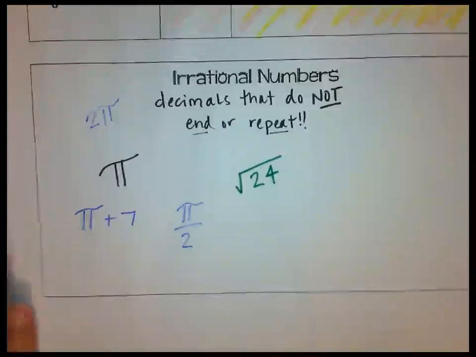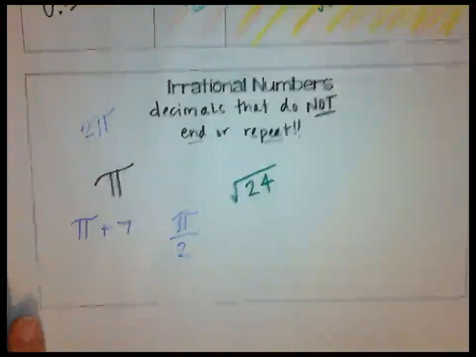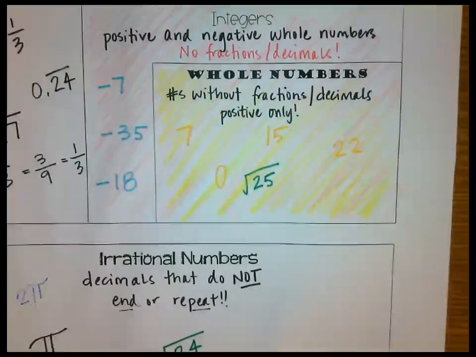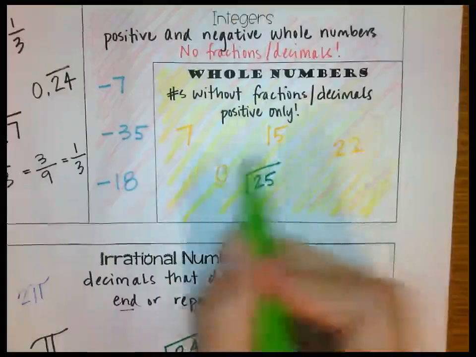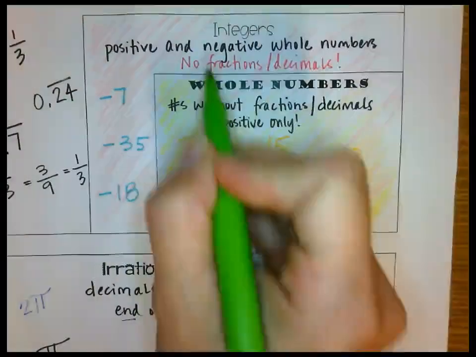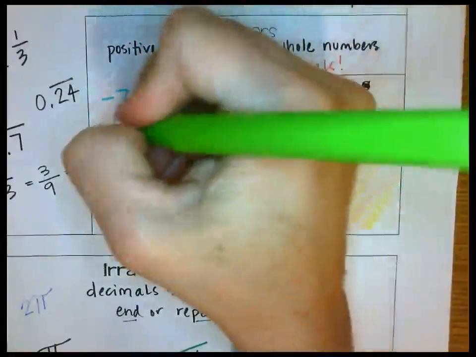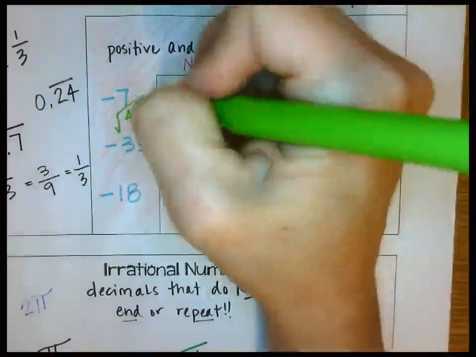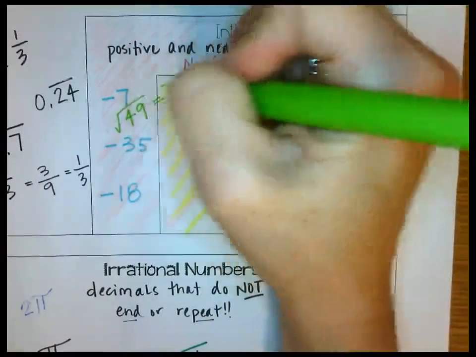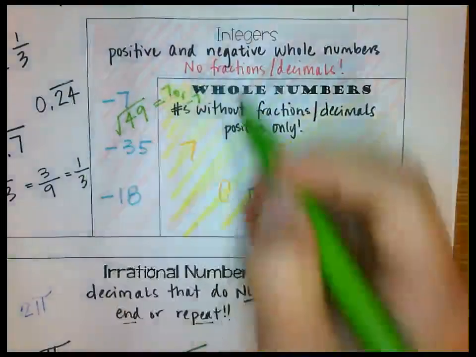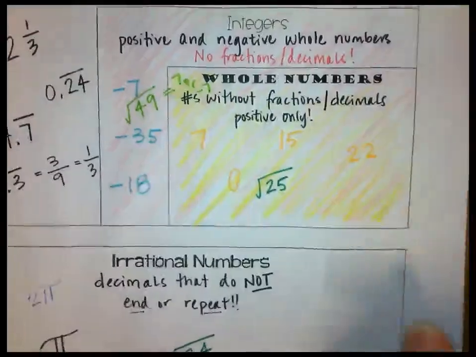What we're adding on to it are our square root numbers. So if they are the perfect ones, then they are going to end up being in this box right here with our whole numbers and integers. So for example, the square root of 49, we know that that can be 7 or -7. So that's going to be in here with our integers.